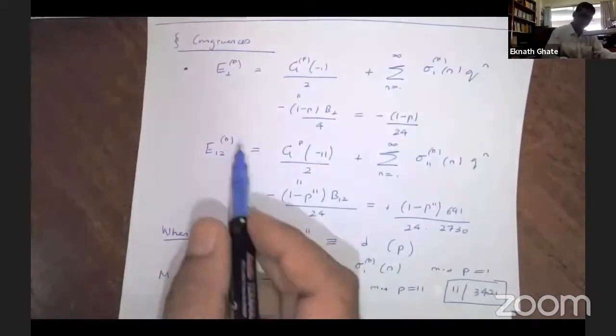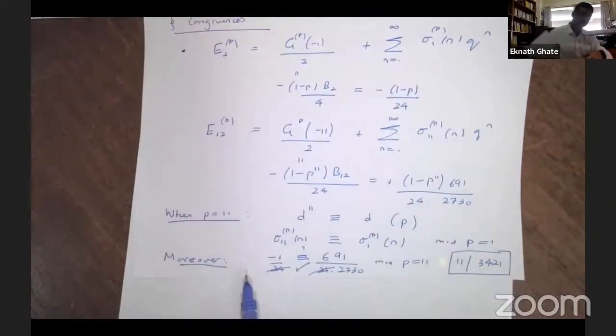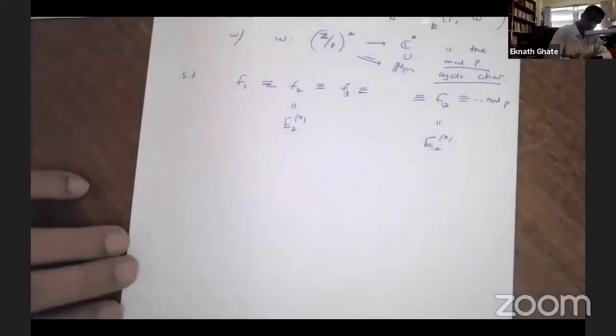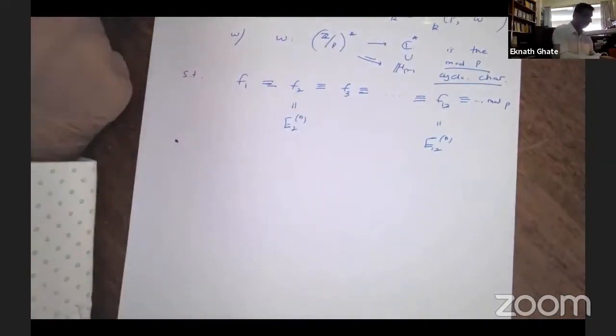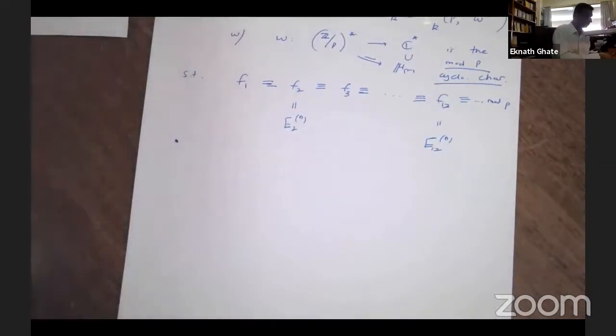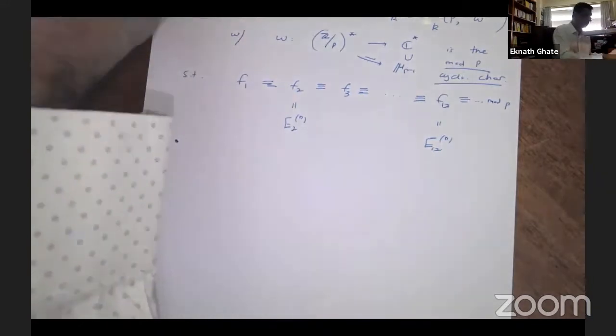Okay, we talked about E2 and E12 and how they all became congruent. But here is another one with the elliptic curves and the delta function, which is equally remarkable. Let me talk about that now.